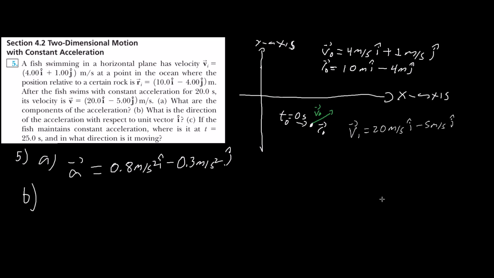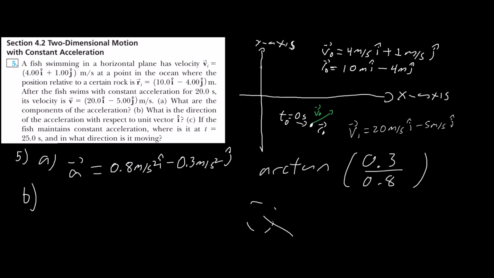All right, guys, let's do part B. What is the direction of the acceleration with respect to the unit i vector? Well, the direction is really just arctan of 0.3 divided by 0.8. That's going to be negative, so you can take 180 degrees plus that, or 360 degrees plus, put a minus sign, do whatever you guys want.